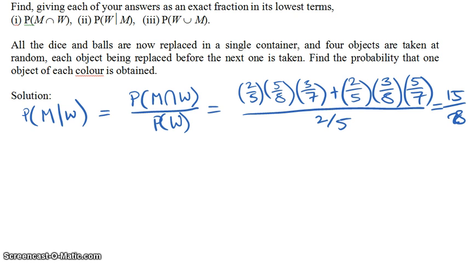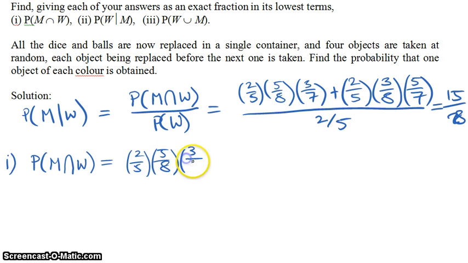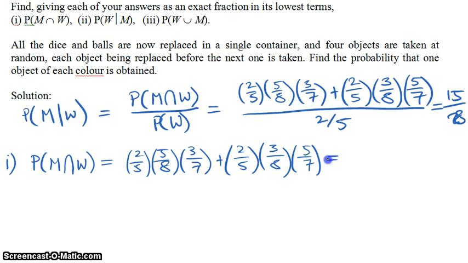For the next part, we need to find the following, giving each of our answers as a fraction. So the first thing I need to find is the probability that I get a ball of each colour and I draw a white die first. Well, we've actually already worked this out. That's going to just be the top line over here. So what is that? That is 2 upon 5 times 5 upon 8 times 3 upon 7 plus 2 upon 5 times 3 upon 8 times 5 upon 7. And that turns out to be 3 upon 14.